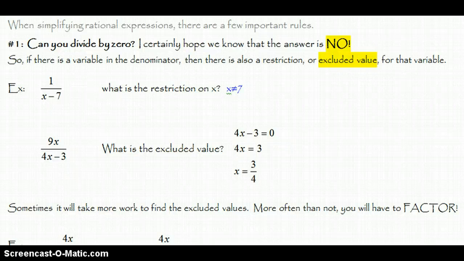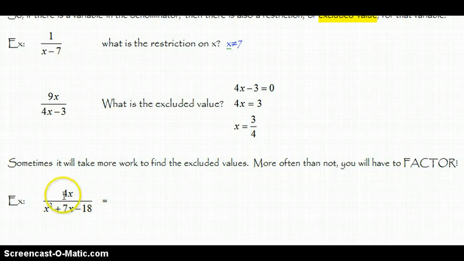So more often than not, it's going to take an extra step to find the excluded values. So let's take a peek at this last example. As you can see on your sheet, we have x squared plus 7x minus 18 in the denominator. If we want to know what the excluded values are, we could guess and check all day long, or we could simply factor that denominator. So if we do that, we get x plus 9 times x minus 2. And now we can easily find our excluded values.